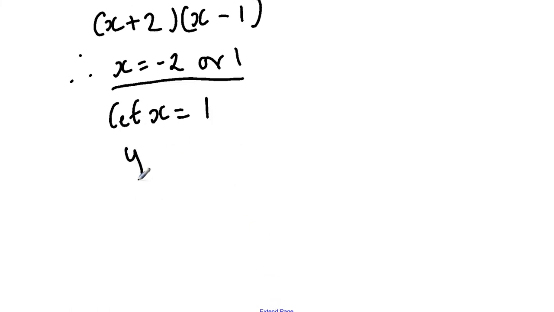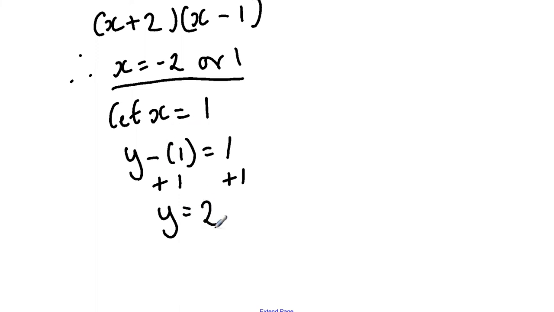So we have y minus 1 equals 1, right? I'm going to add 1 to both sides. Therefore, when x is equal to 1, y is equal to 2. So our coordinates are 1 and 2. And we're going to do the same to the other value of x.